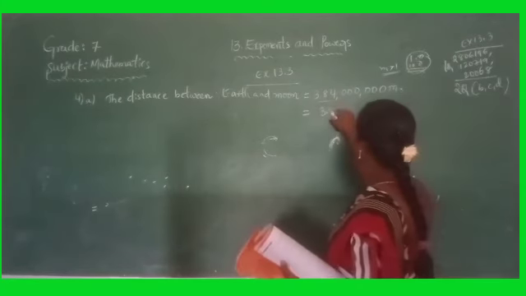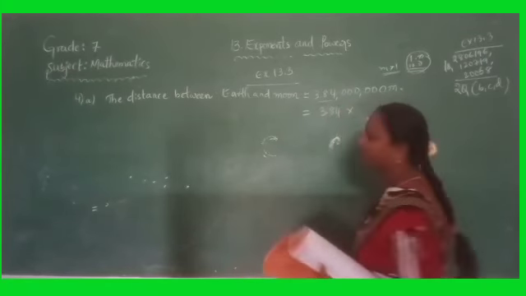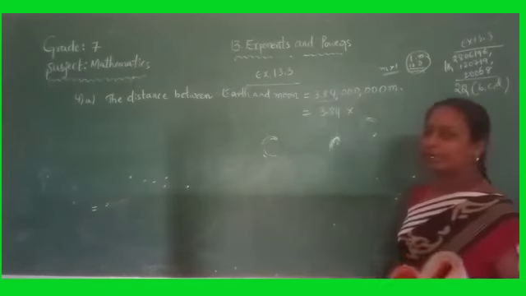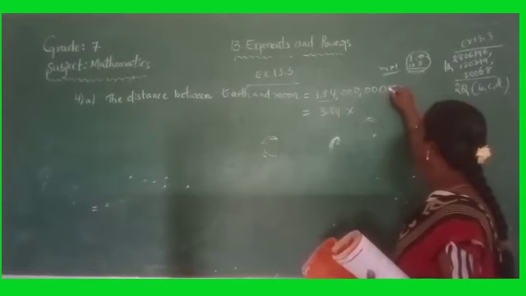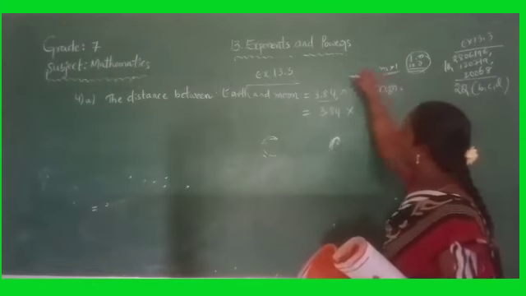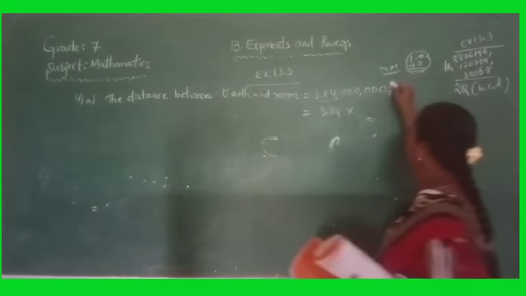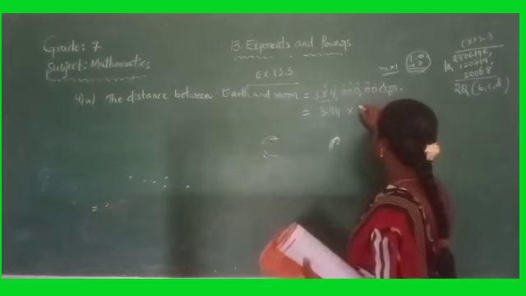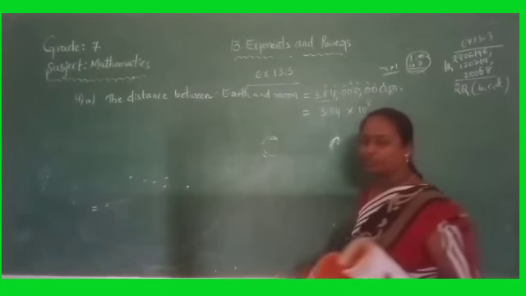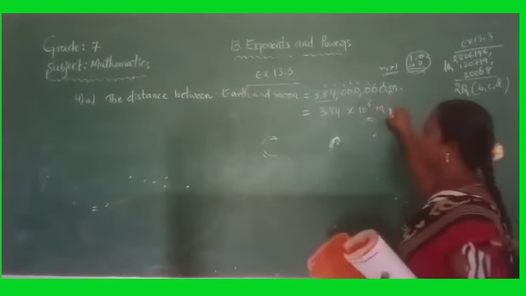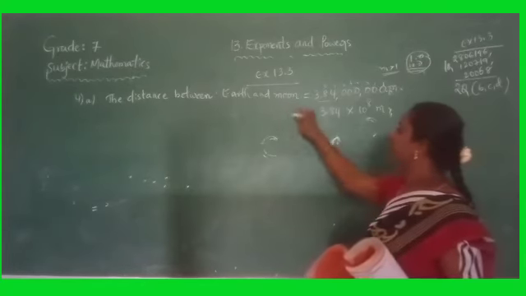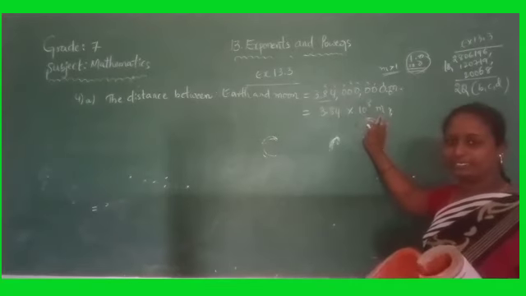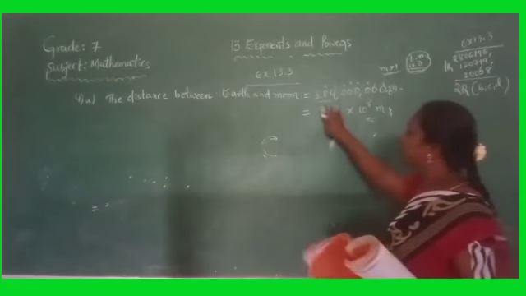Here 3.84 into a power of 10 we need. So we kept the decimal point here. Decimal point before how many digits are there? Let us count: 1, 2, 3, 4, 5, 6, 7, 8. So you have to write 10 to the power of 8 meters. The distance between Earth and Moon is 3.84 into 10 to the power of 8 meters. Using the powers, it is easy to read now.